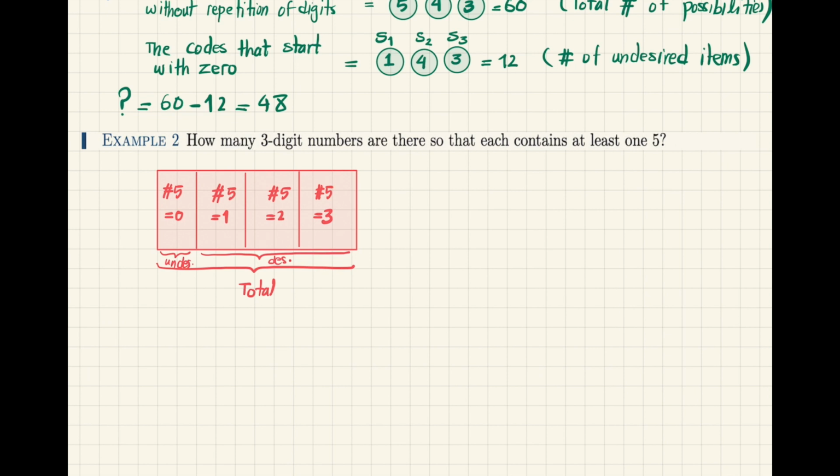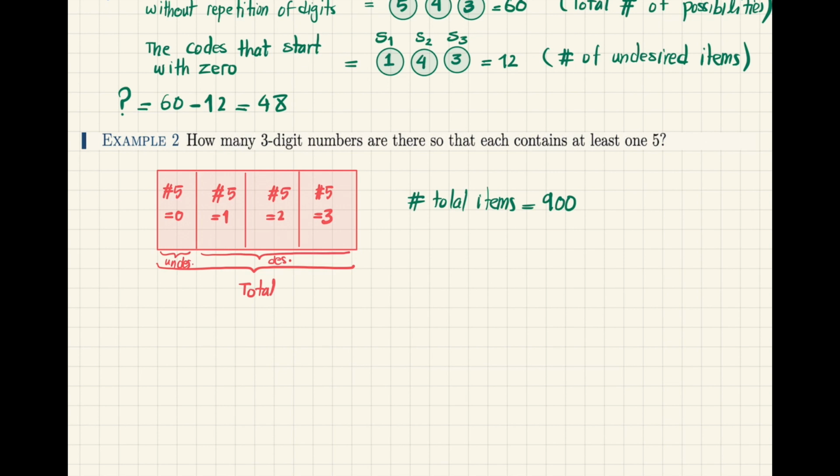Okay, so let us concentrate on calculating the total number first. So the total number is probably easy. We want to calculate all 3-digit numbers. So the number of total items is how much? Is of course 900. Yes, there are 900 3-digit numbers.